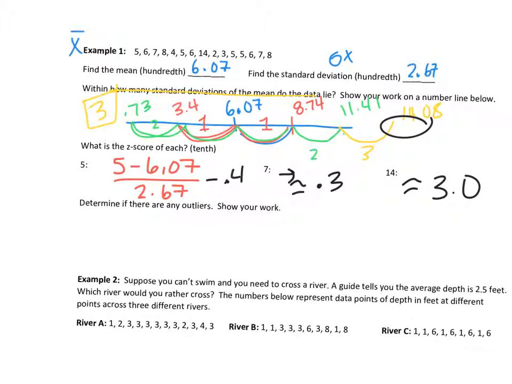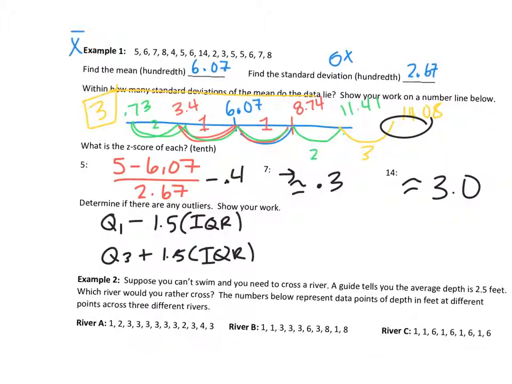Determine if there are any outliers. Remember, if you have any outliers, what you want to do is take your Q1 and subtract 1.5 times the IQR. Then you're going to take your Q3 and add 1.5 times the IQR. So I'm going to go back to the statistics that I had in here. So calc, first variable statistics, and I'm going to look at my Q3 and Q1. My IQR was 7 minus 5, which is 2. My Q1 was 5, and my Q3 is 7.